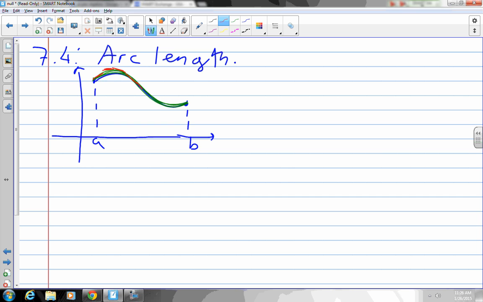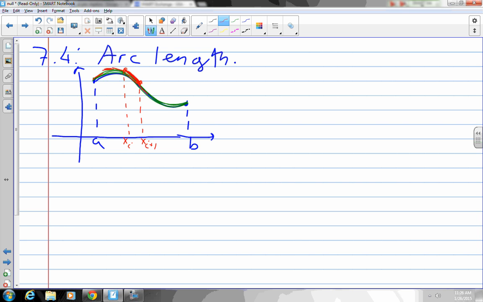I'm trying to really fit the curve. I'm not doing the tangent lines. I'm meaning to overlap the curve. So we're going to take 2 points, x sub i and x sub i plus 1, and take this little line segment, and find the distance between those 2 points, right? Because we have a distance formula that allows me to find the length of the straight line segment.